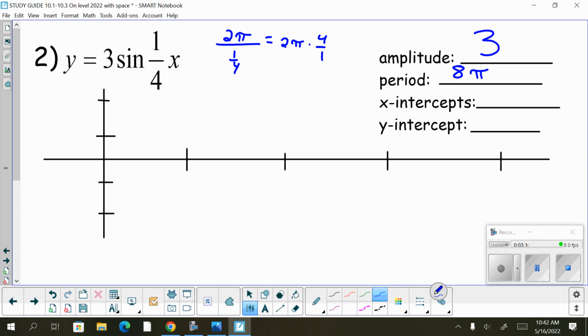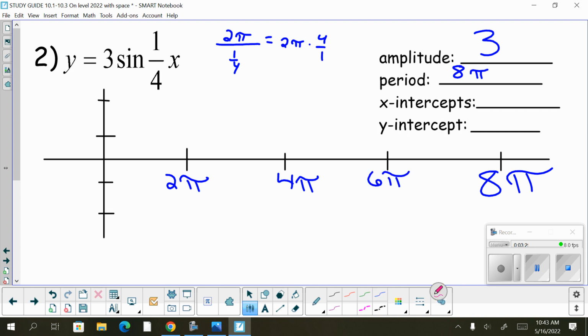You're going to go out your 4 hash marks and label that your period. Cut it in half. That would be your halfway point, or your second hash mark. What is 8 pi cut in half? Cut it in half again, and then triple the 2 pi. 6 pi. All right, sounds like you know what you're doing then.